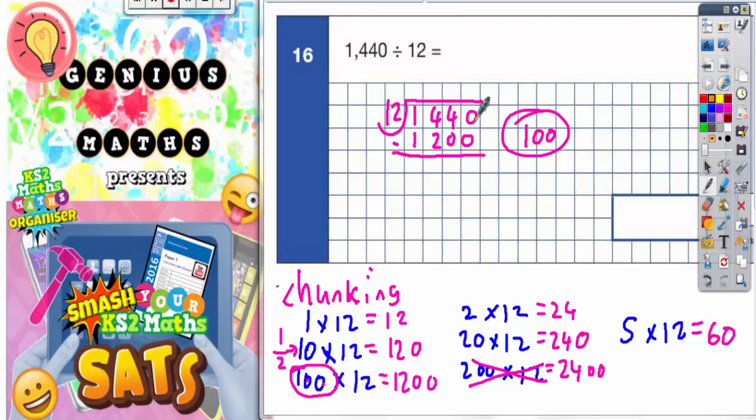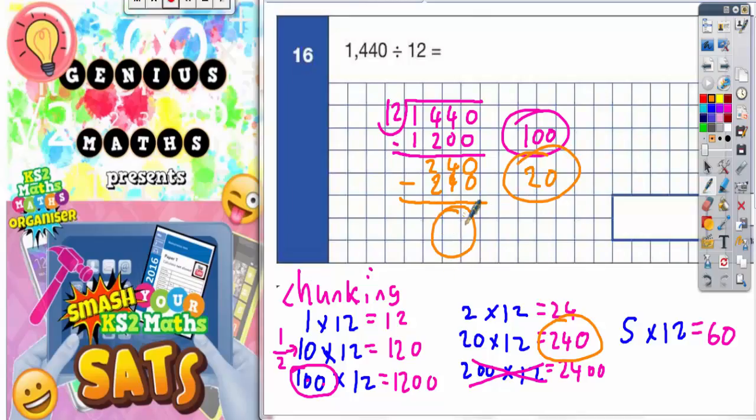Now we're ready to subtract it. So 0 take 0 is 0, 4 take 0 is 4, 4 take 2 is 2, and 1 take 1 is nothing. So we're down to 240. Now we go back to the chunks and we say what is the biggest number I can take off now. So from 240 I could actually take off exactly 240. So if I take off 240, that is a chunk of 20 12s. Okay, now 240 take off 240 is going to get me down to 0.